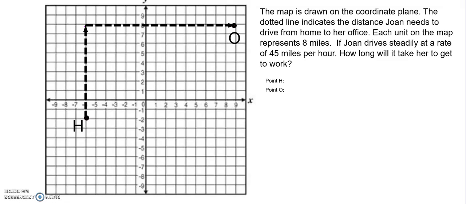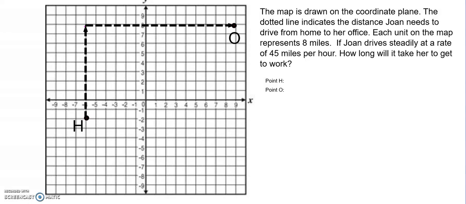Hello, I'm Mrs. Daywald, and today I'm going to be doing a word problem with you that was inspired by some difficulty that students had on the last test with a problem that was similar to this. This problem incorporates both distance in a coordinate plane as well as unit rate. So it's a multi-step problem, and you need to go step by step in order to solve it.